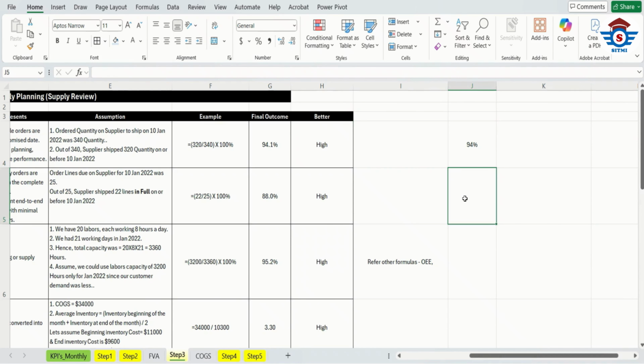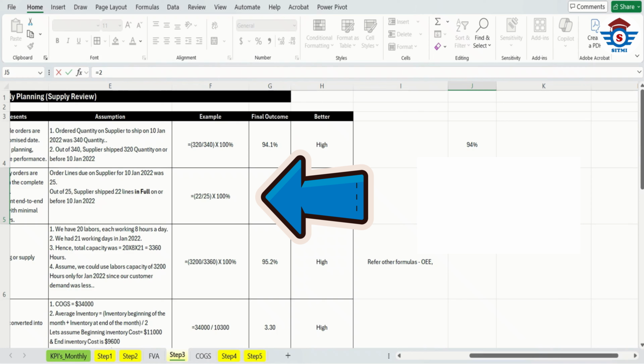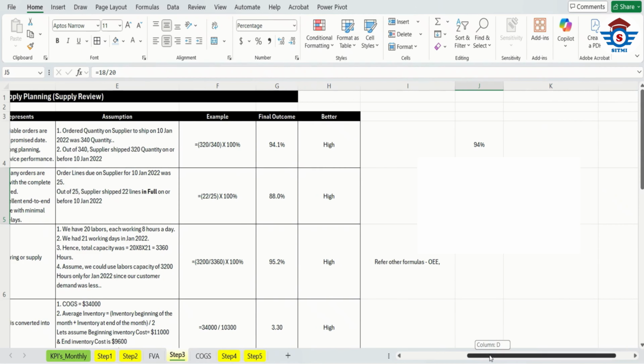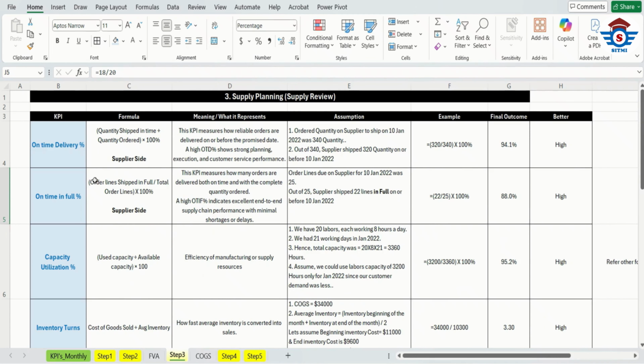But let's assume that in those 340 order quantity, there were only 25 order lines that were ordered on supplier. But out of these 25 order lines, the supplier was only able to deliver 22 order lines in full in a given time. That means the on-time in full is only 88%. Okay, and whatever 3 order lines the supplier was not able to deliver in full are considered 0 on-time in full percentage for those 3 lines. And that's the major difference between on-time delivery and on-time in full.